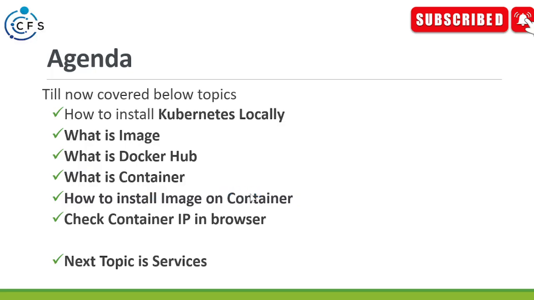So the agenda of today's session is, before going to Kubernetes services, let's have a look at what we have covered till now because all things are correlated. So till now we have covered the following topics: how to install Kubernetes locally, what is an image, what is Docker Hub, what is a container, how to install an image on a container, and check the container IP in the browser. These things I have already covered in my previous videos. If you have not yet visited them, I highly recommend that.